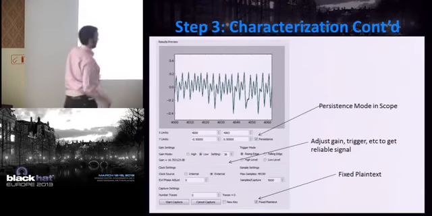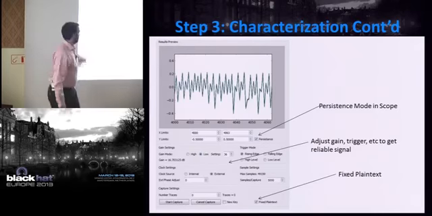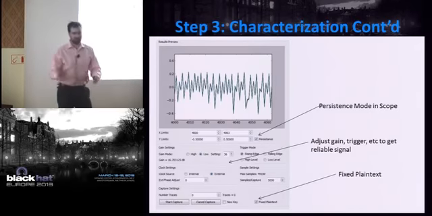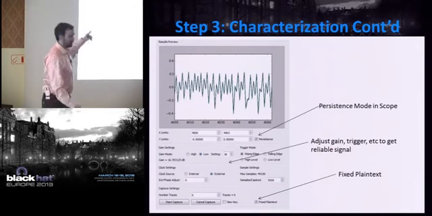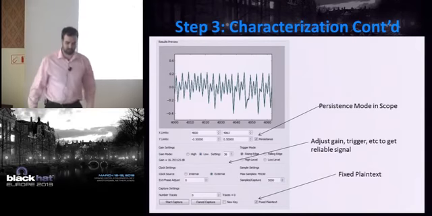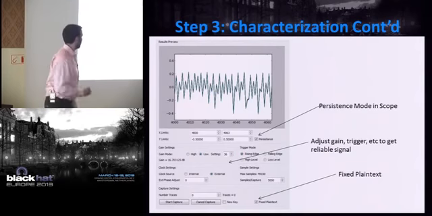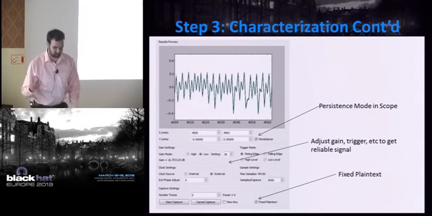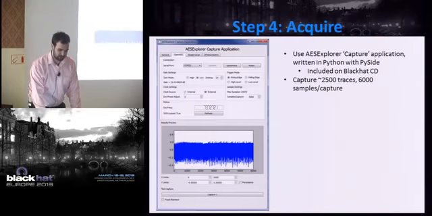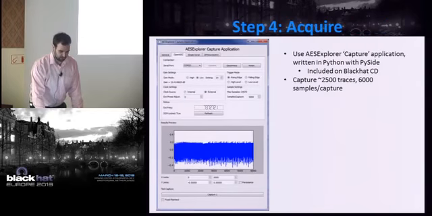You can test if you send it the same data a bunch of times and you use a persistence mode in any scope, it doesn't have to be this, you should see the same results. So you should see these repeatable results. If you don't, then something else is wrong, be it the synchronization is bad, you have too much noise in the power supply, or noise is coming in somewhere else. And then you can just acquire a whole bunch of traces.